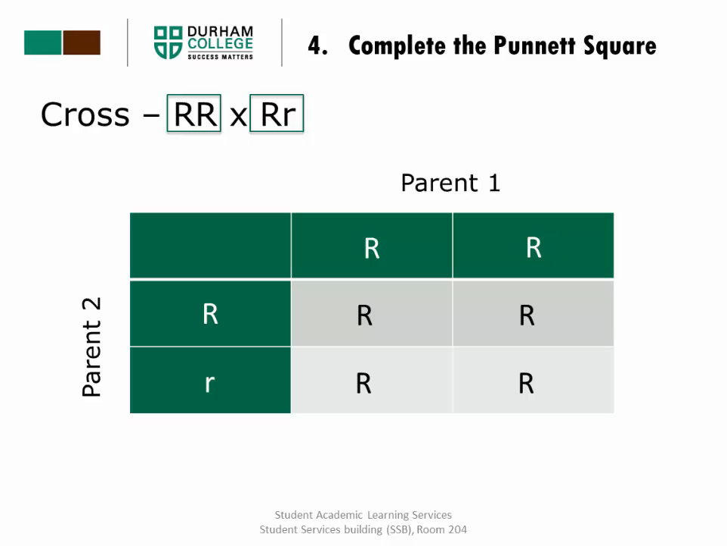We can now move on to parent 2's alleles. We take the capital R and place it in the first and second square. For parent 2, the second allele is a small r, and we place it in each of the squares to the right of the small r square. We have now completed the Punnett square, and we have the only potential genetic outcomes for these parents' offspring.